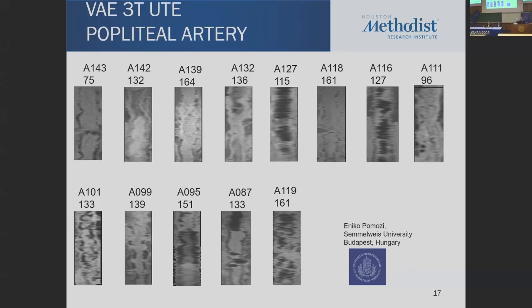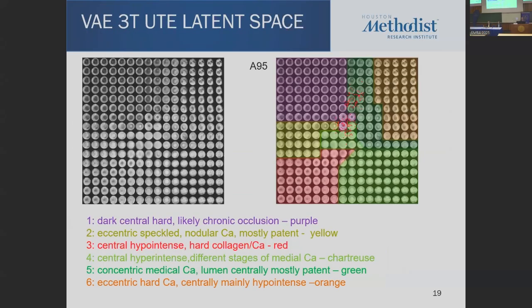But if you look at the numbers, A127 and A116 are mostly black, right? That mostly will be challenging. And A95, right? In contrast, 139 here seems to be patent. So again, the same idea here. And this is what the latent space looks like now. So we have gone away from the simple latent space to a more complex one. Here we used colors again, because at one point you have to denote the different regions.